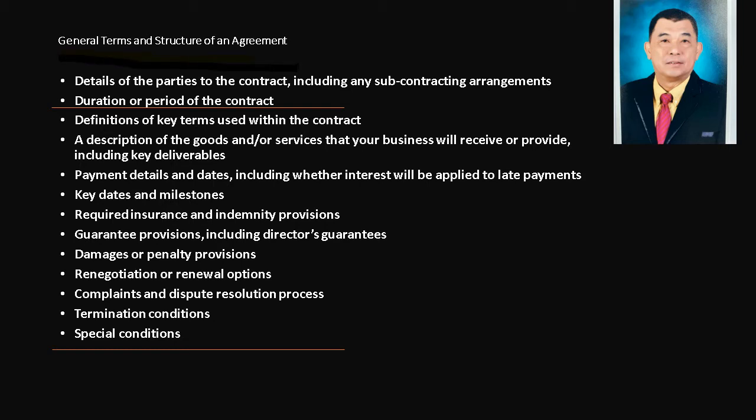General terms and structure of an agreement. Generally, it will include some terms, either expressed or implied, that will form the basis of the agreement. These terms may outline contract conditions or contract warranties. Contract conditions are fundamental to the agreement. If the contract conditions are not met, it is possible to terminate the contract and seek compensation or damages.